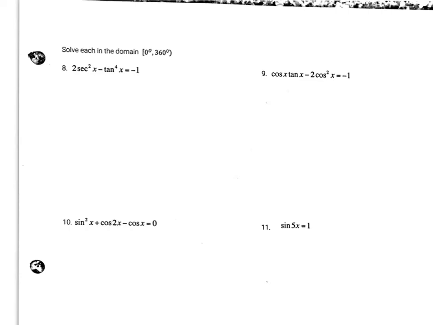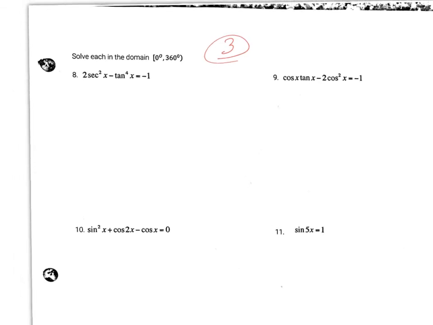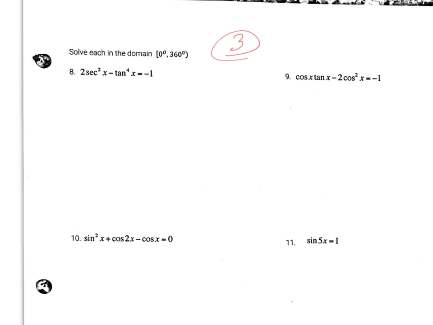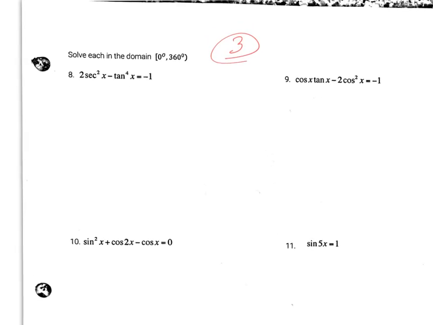On the back page, there are 3 solving questions. For number 8, tangent to the 4th, we can deal with. We can factor that because that's tangent squared times tangent squared. There's no real true conversion for that. I mean, we could come up with something, but let's not try to get too creative. Instead, let's get rid of that secant squared, and in its spot, put the tangent squared plus 1.